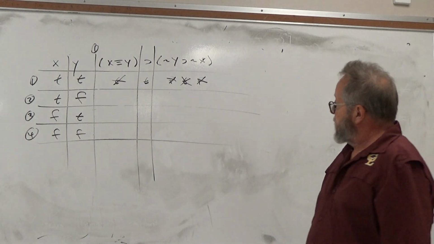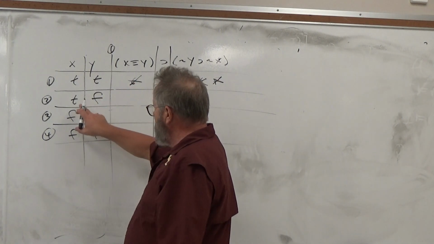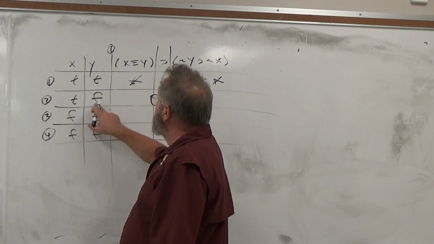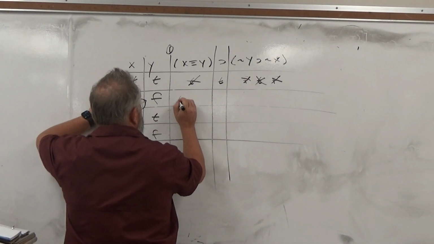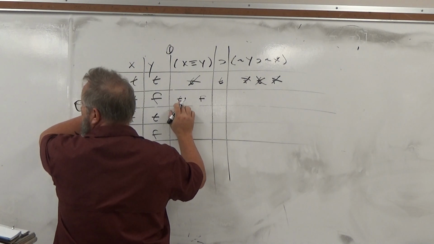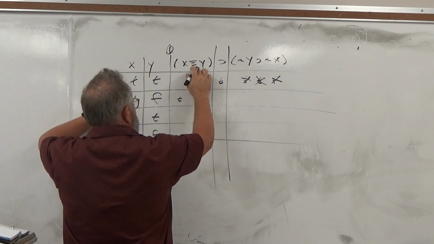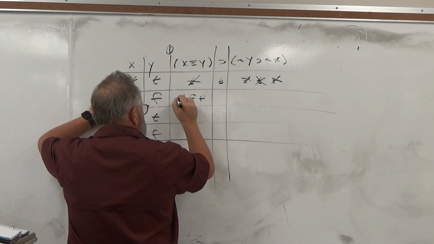Okay? So now, on line 2, we're going to do the same process, except for here we're going to assume X is true, but Y is false. Okay? So true if and only if false. So that is line 2. And we look over the biconditional and we see the result is what? False. So I'm going to get rid of that.